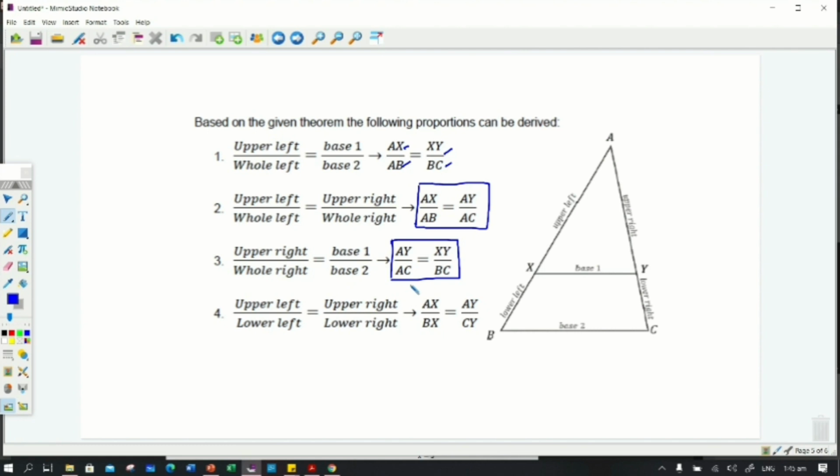And for the last one, we have upper left all over lower left. So we have AX all over XB or BX is equal to upper right, which is AY all over lower right, which is YC. That is why we have this proportion. Okay, so that is some of the proportions that can be derived using the basic proportionality theorem. And to further understand this theorem, let's have some more examples.